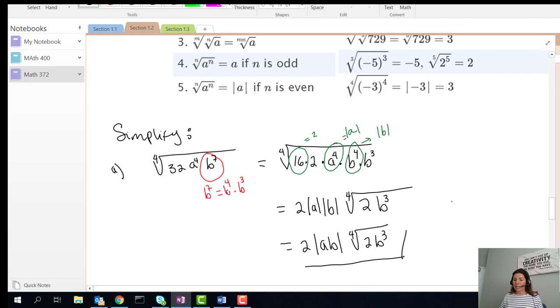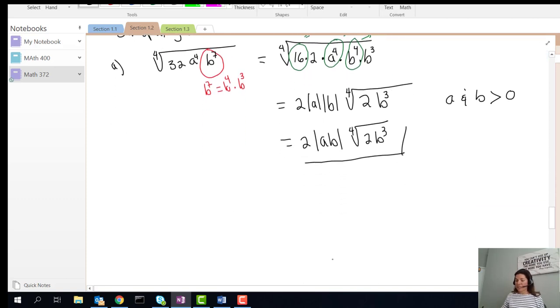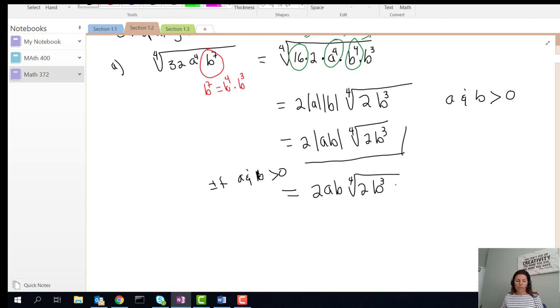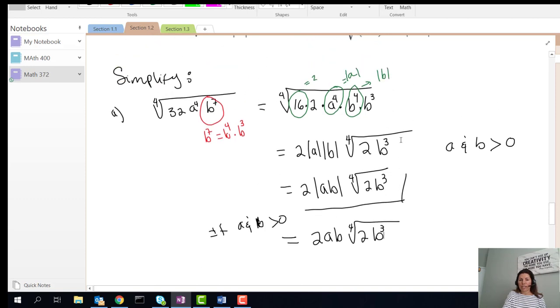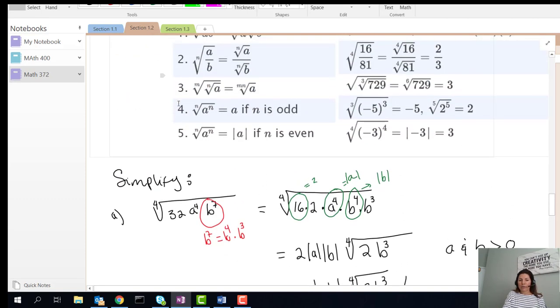If we are told a and b are positive, greater than 0, then I don't need the absolute value. If things are already positive, the absolute value of a positive number is positive. So if a and b are greater than 0, then my answer will just be 2ab, the fourth root of 2b cubed, which I believe in your homework in WebAssign you'll be told to assume that a and b or any variables are positive, so you won't need to worry about the absolute value. But I wanted to illustrate property 4 and property 5.